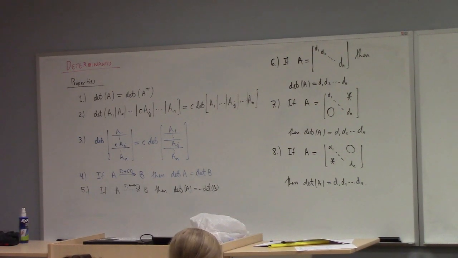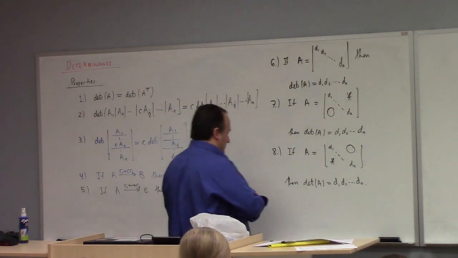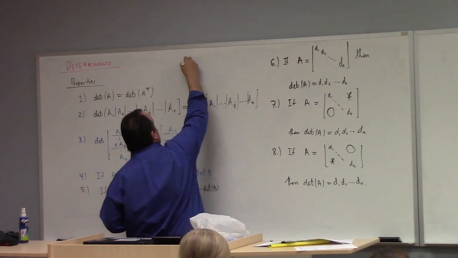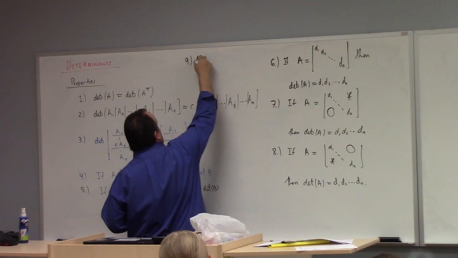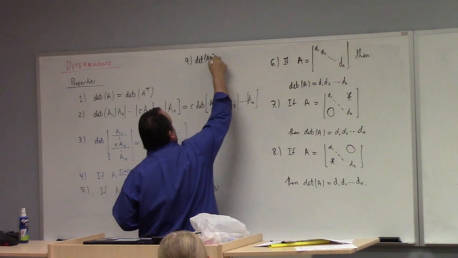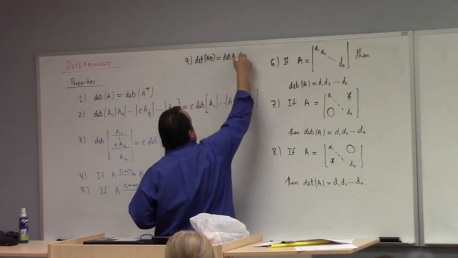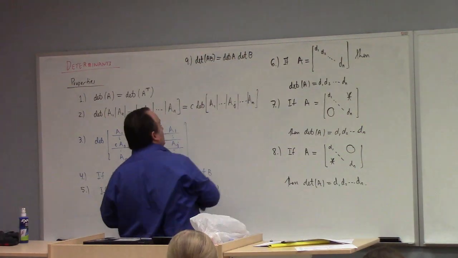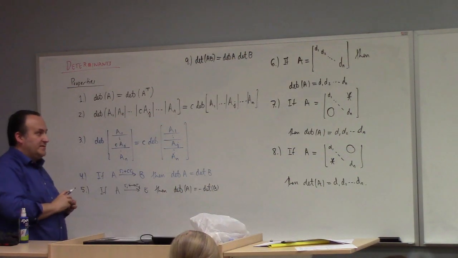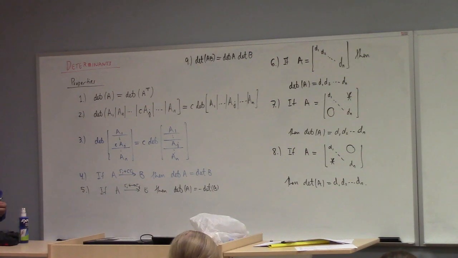All right. And finally, last but certainly not least, number 9, the determinant of A times B is equal to the determinant of A times the determinant of B. Right? In other words, the determinant of the product is the product of the determinants. All right, so some of these are relatively easy to prove. And some of these are actually, like the proof of 9 is actually somewhat technical.